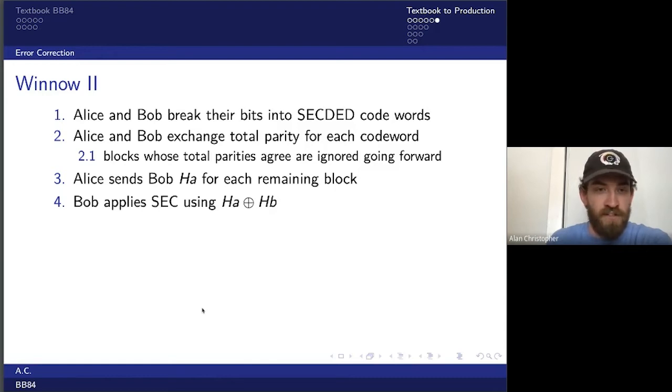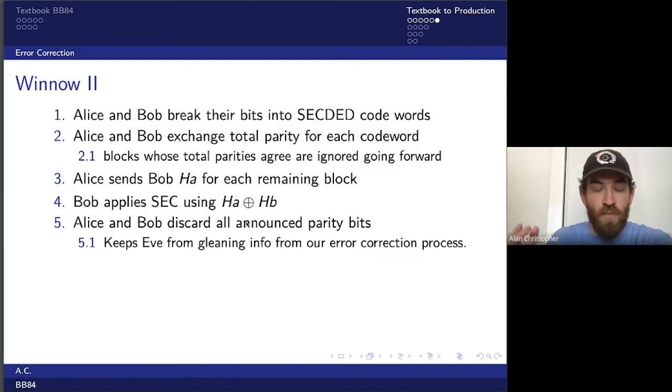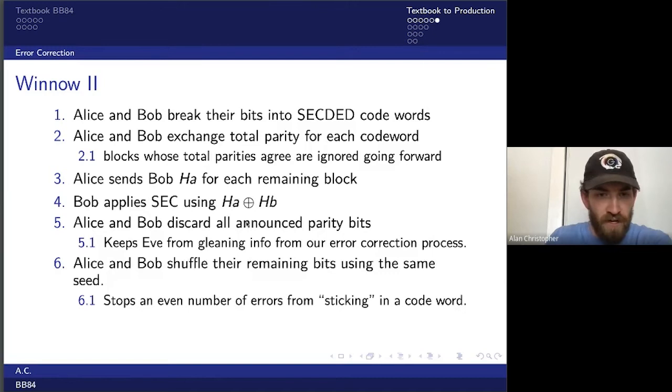Bob is going to apply single error correction using this XOR of HA and HB, and that will, with high probability, reduce the number of errors by 1 between Alice and Bob's stuff. We've just announced a bunch of information about our secret. Eve can't have that, so we're going to throw away all of the parity bits, whether they were part of the main syndrome or just total parity. We're going to throw those all out so that Eve can't learn anything.